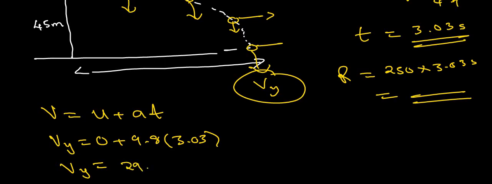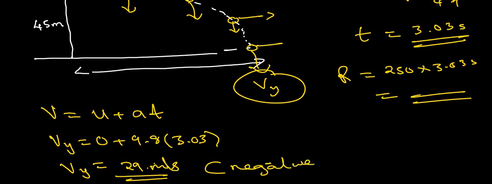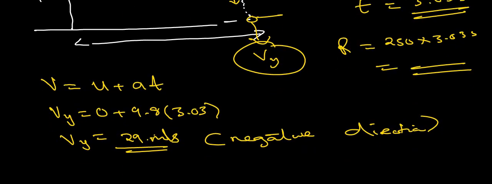29 point. Okay, whatever you're getting, let me just say approximately that. You put a comment here that it's in the negative direction because it's pointing down. Yeah, you have to put this. So you need to put that this guy is actually in the negative direction. So this is going to be the velocity with which it's striking the ground.